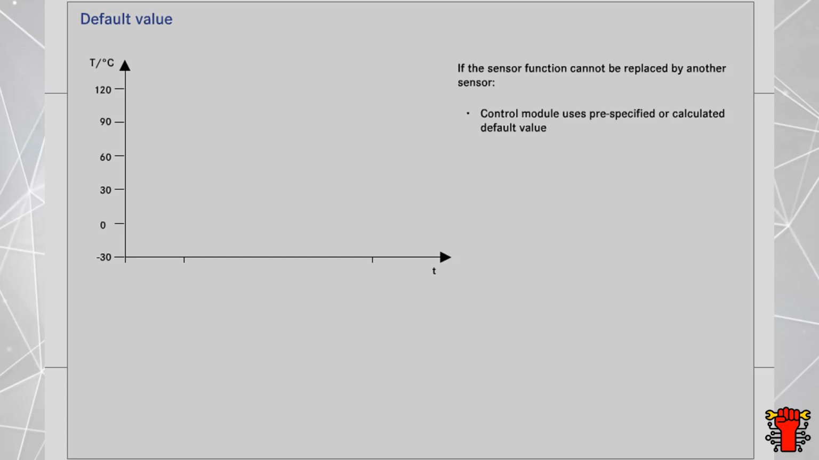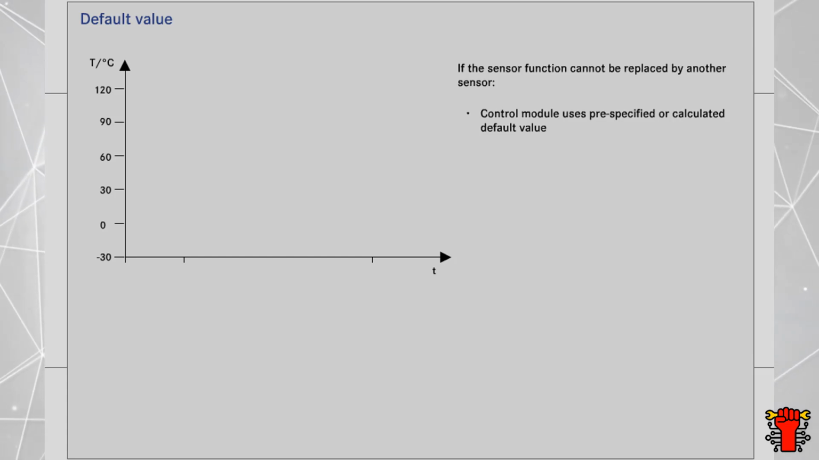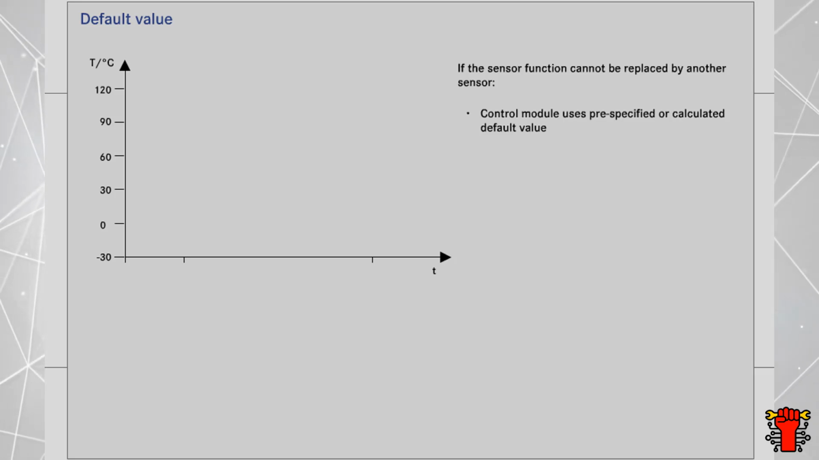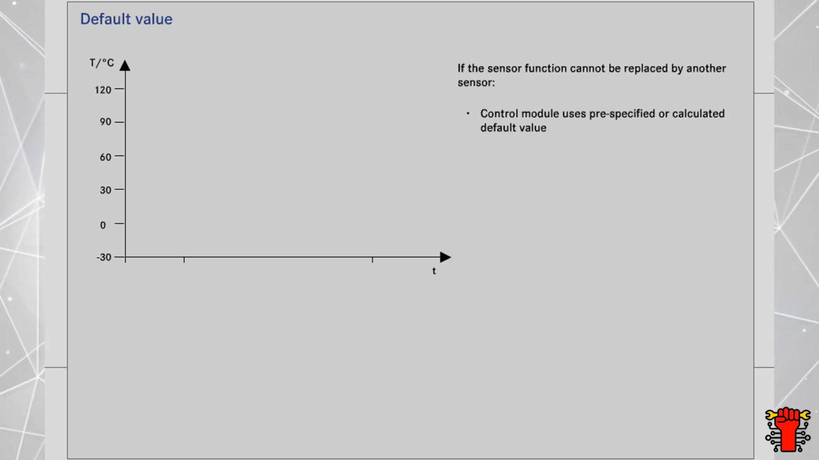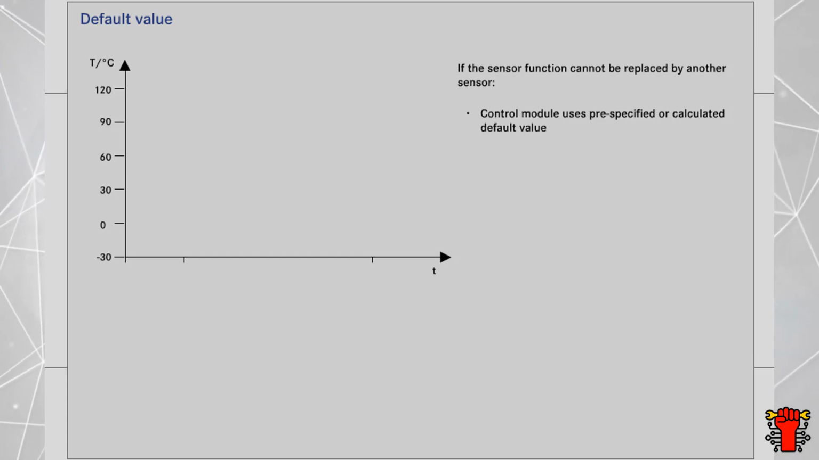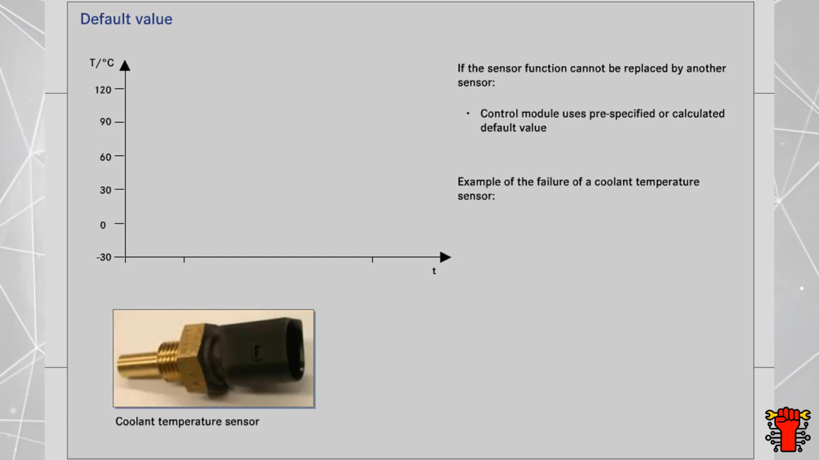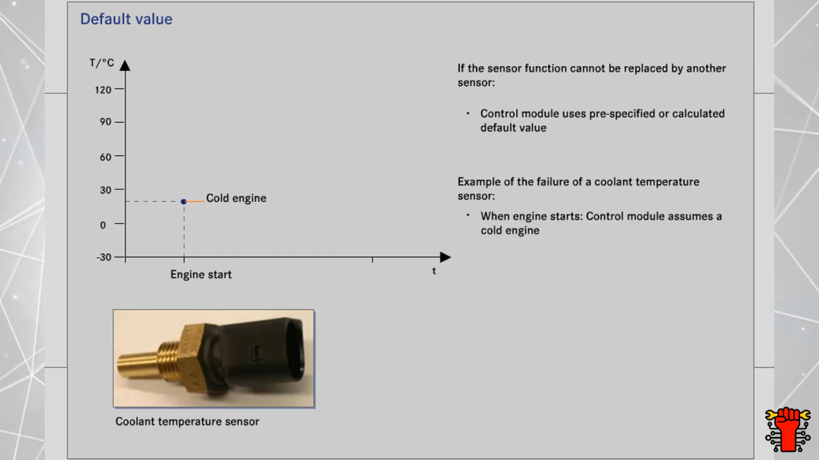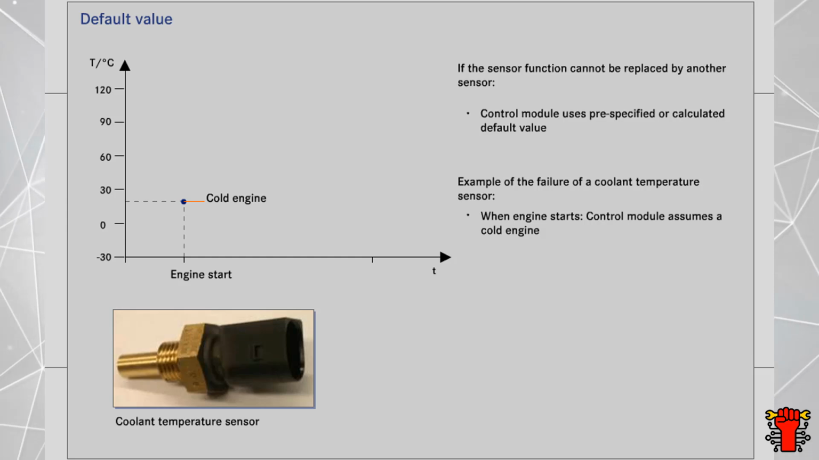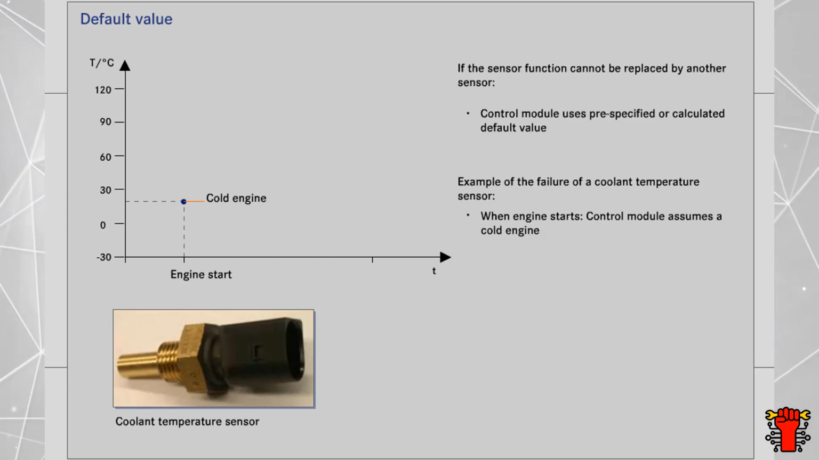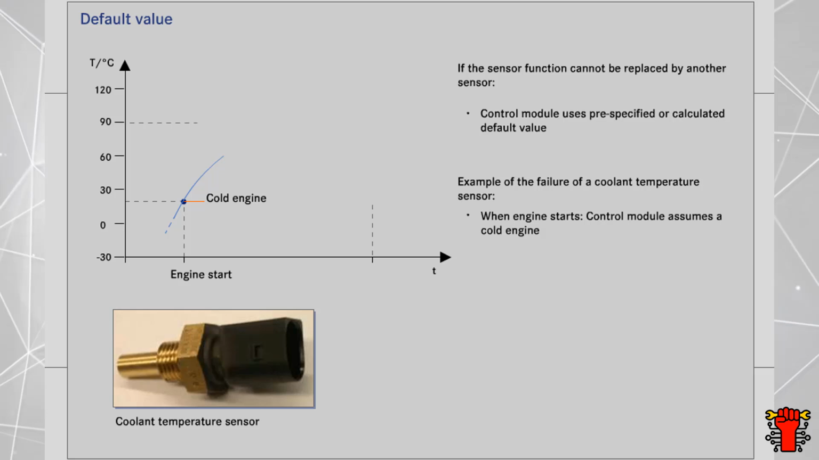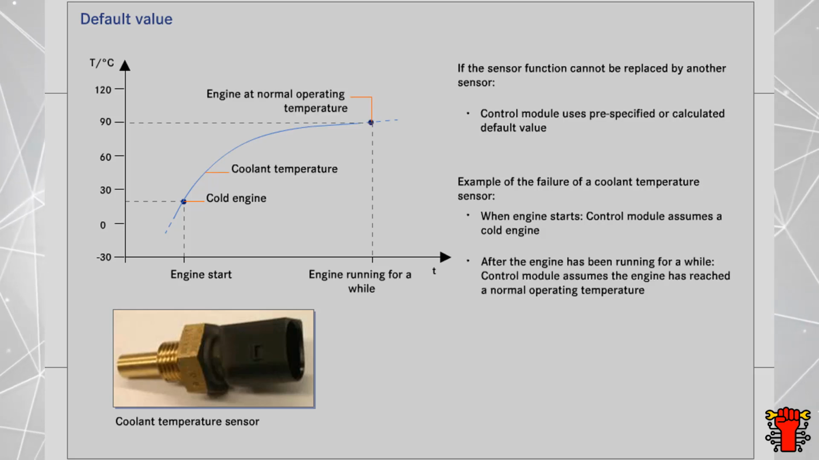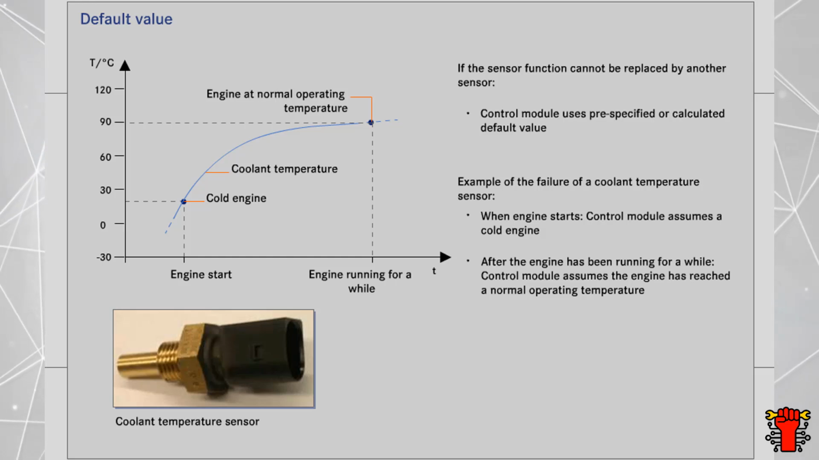If the function of a faulty sensor cannot be replaced by another sensor, the control module uses a pre-specified or calculated default value instead of the measurement. An example of this is the coolant temperature sensor. If this fails, the control module assumes that the engine is cold when started, and when the engine has been running for a while, it assumes that it has reached the normal operating temperature.